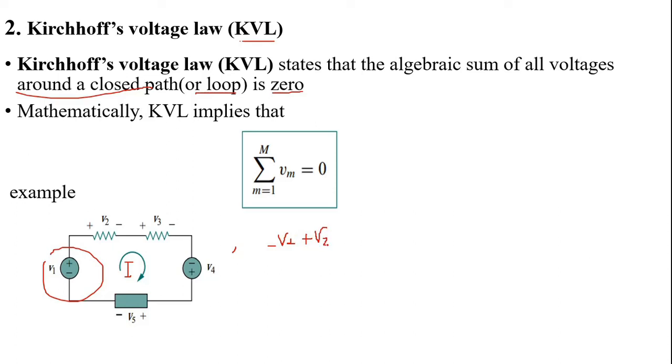V2 plus V3, minus V4, because for this terminal the current is entering the negative terminal, so it is signed as negative, plus V5 equals 0. Since KVL states that the algebraic sum of the voltages across each element is equal to 0, if we apply KVL for this circuit, it can be written like this.